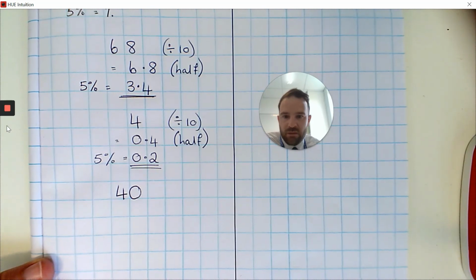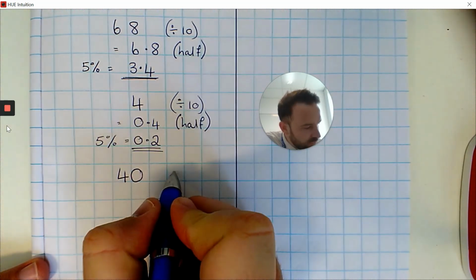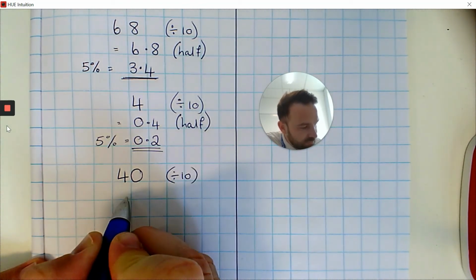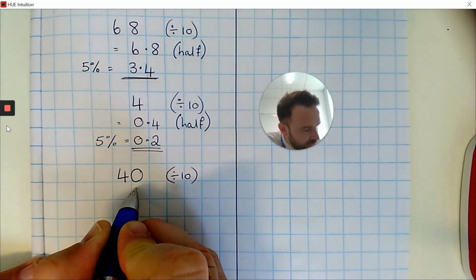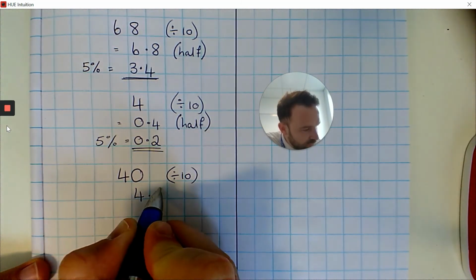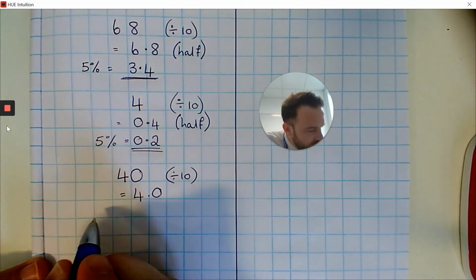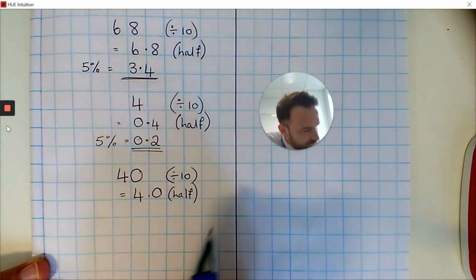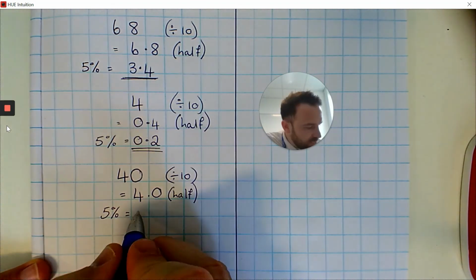Last example. So this time I want 5% of 40. So I divide by 10 to find 10%. 40 divided by 10 gives me 4. And then half of 4 gives me my 5%, which is 2.